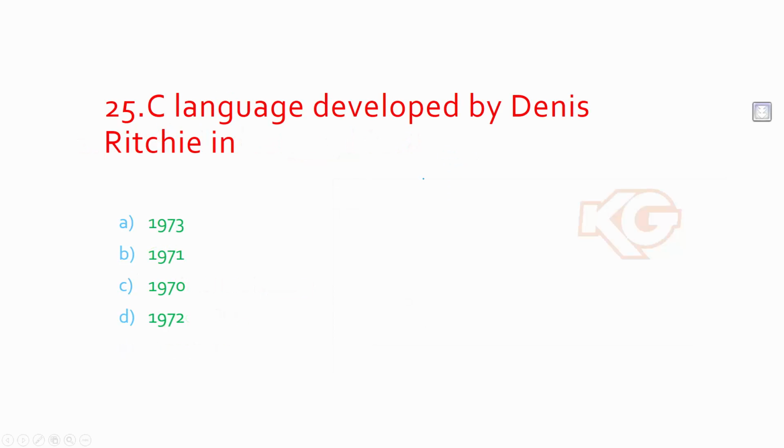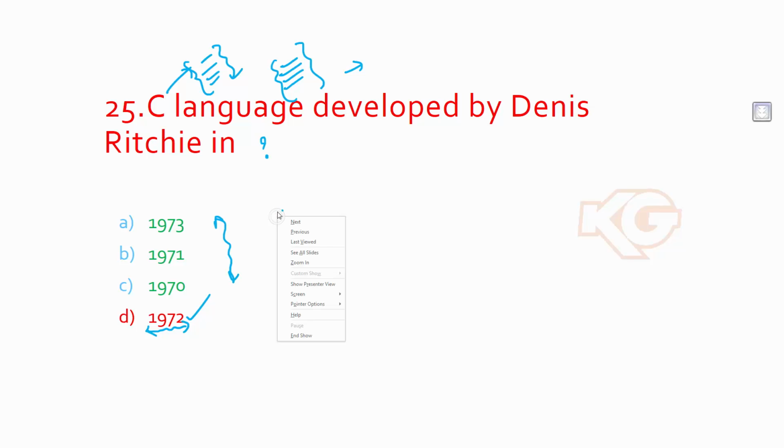A C language developed by Dennis Ritchie in which year? So you can see this is a pretty straightforward answer, but you need to remember that. And in C there are a lot of questions, you might get it, so you need to follow the Wikipedia and other important stuff online to understand the background of it, how it got evolved, and out of many languages why that became very successful even today.